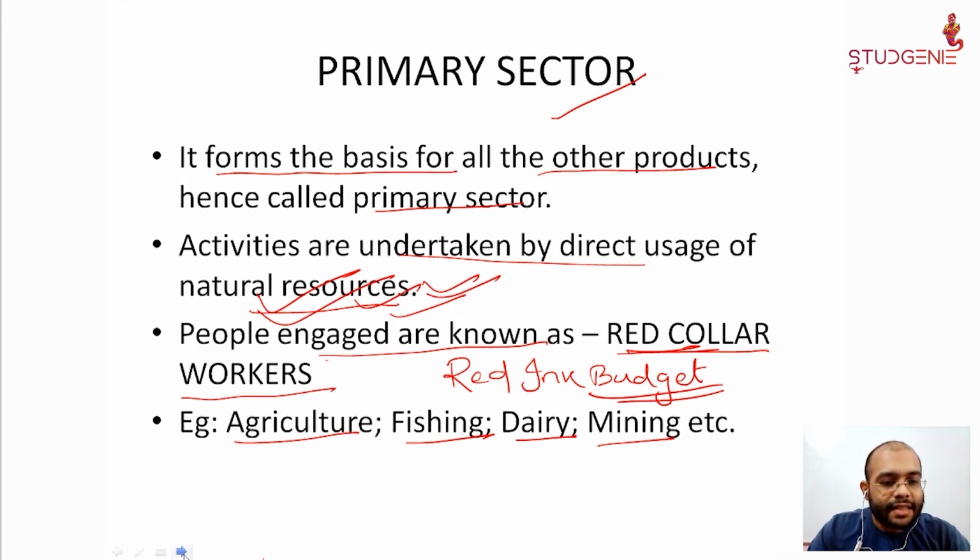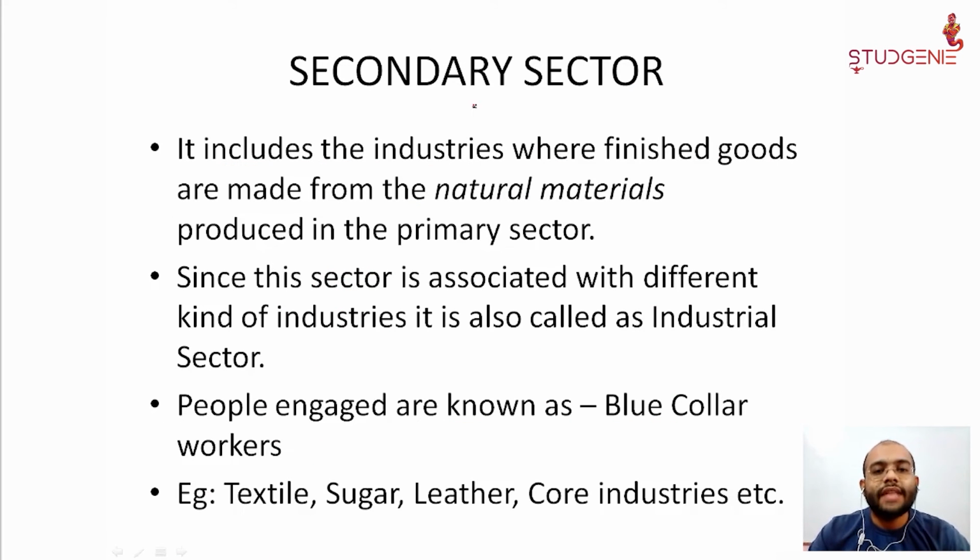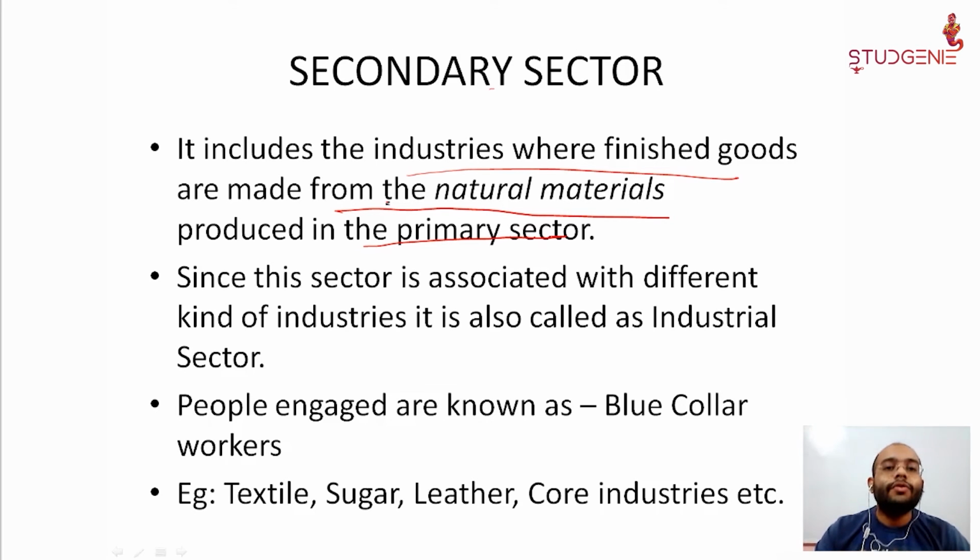Now, what are secondary sectors? It includes the industries where finished goods are made from the natural materials produced in the primary sector. Your food processing industries. What are food processing industries? Lays, Kurkure, all these packaged juices that come. What are they? They are food processing industry. They obtain the raw material, that is the fruits or the vegetables, from the primary sector, from agriculture, from the farmers, right?